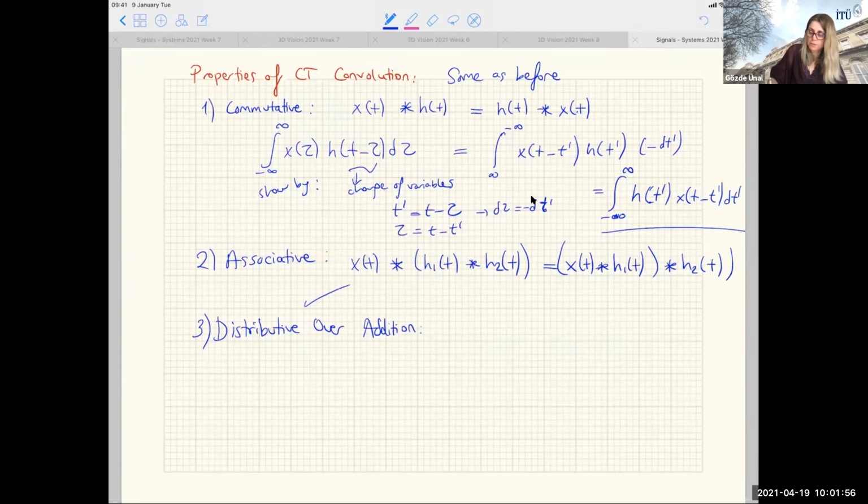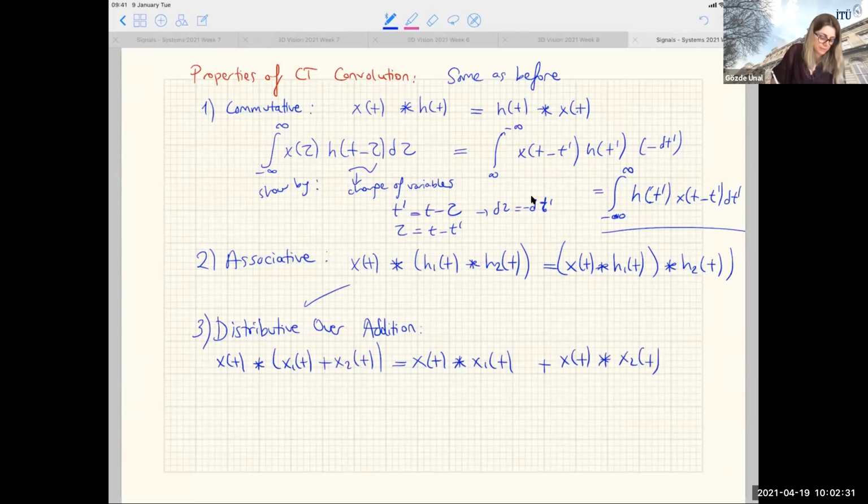X of t, for instance, convolved with x2. Let's maybe write more general signal names. We know x of t convolved with x1 of t plus x2 of t can really be distributed. So let's just write the result. I think you guys are familiar with such rules, right?